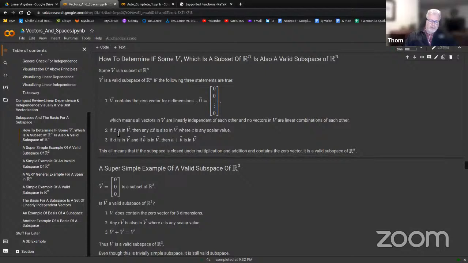The second rule is if some vector X is in the set V, then Cx, in other words, any real number C we multiply that X vector by, is also in V, where C is any scalar value. And then the third rule is if some vector A is in the set V of vectors, and if B is in the set V, then A plus B is in V. So what we're saying is we get the zero vector, and the rule for multiplication and addition holds.